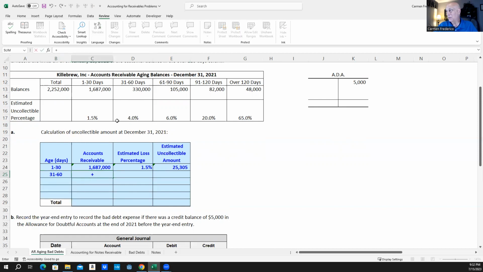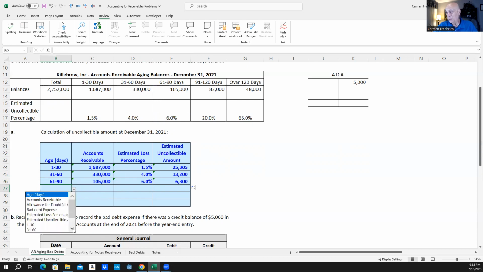And the accounts receivable balance for that bucket of invoices is $330, and the estimated uncollectible percentage is 4%. And then the calculation is $13,200 as the amount uncollectible estimated for that bucket of invoices. Then we have the 61 to 90 days, find that. And that balance is 105,000. The estimated uncollectible percentage is 6%. And we multiply those two cells together, you get $6,300 as the potential uncollectible for the $105,000.